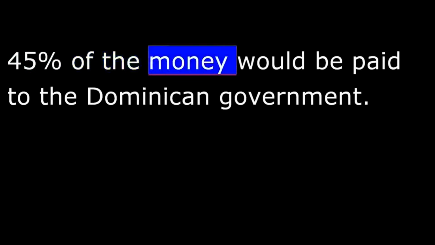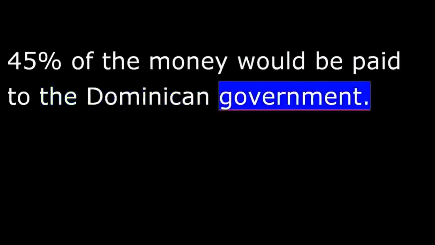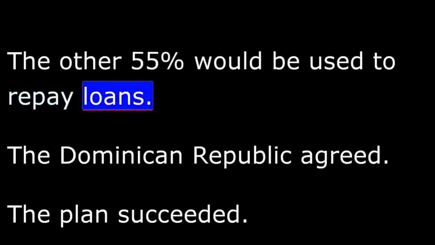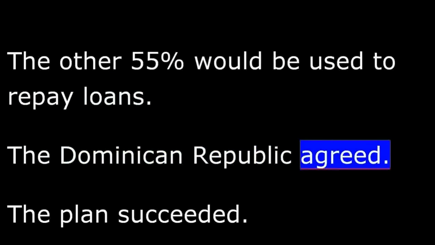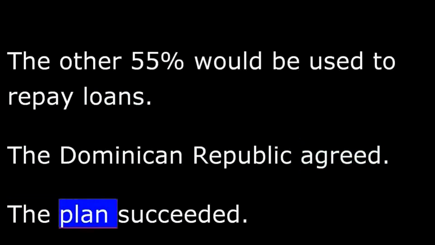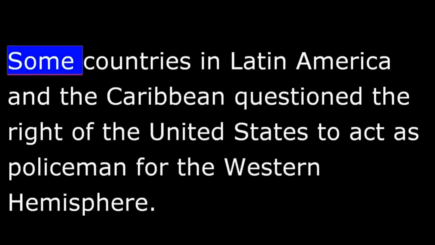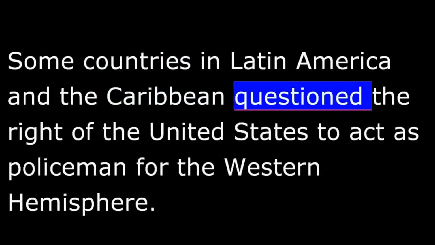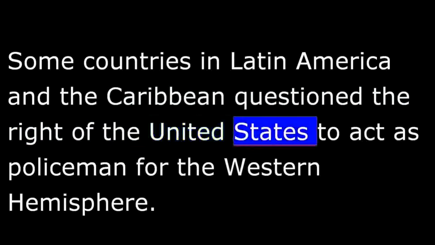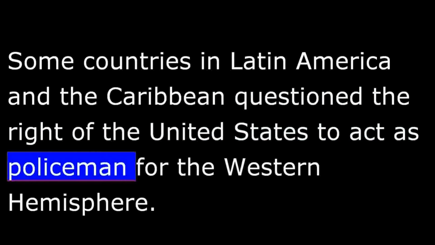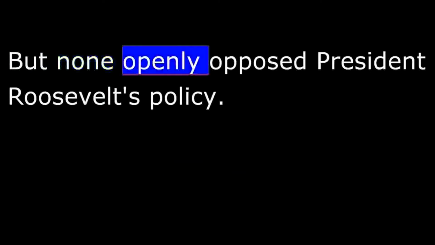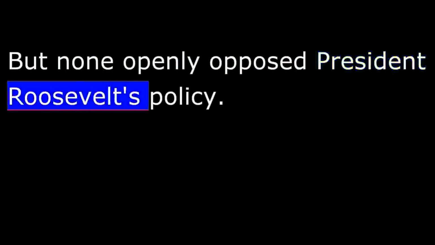45% of the money would be paid to the Dominican government. The other 55% would be used to repay loans. The Dominican Republic agreed. The plan succeeded. Some countries in Latin America and the Caribbean questioned the right of the United States to act as policemen for the Western Hemisphere, but none openly opposed President Roosevelt's policy.